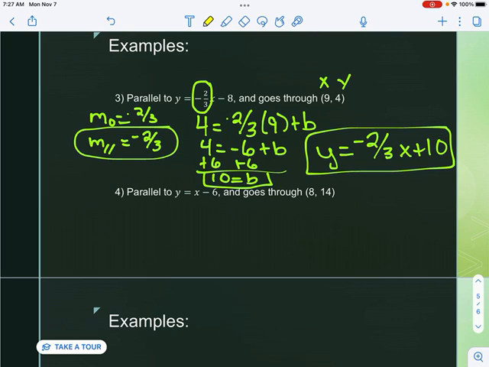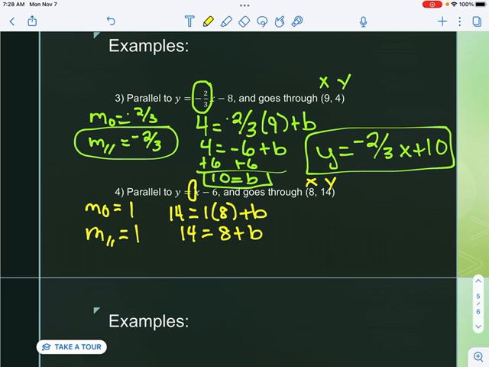Now, this one, for whatever reason, will try to trick people. So if you look, my slope here would be 1. So ask yourself, what is the slope of the line parallel to that? And the answer would be 1 again, because they have to be identical. So I take my point, I'm going to plug 14 into 1 times 8 plus b. 1 times 8 is 8, so 14 is equal to 8 plus b. I minus 8, and I'm left with 6 equals b.